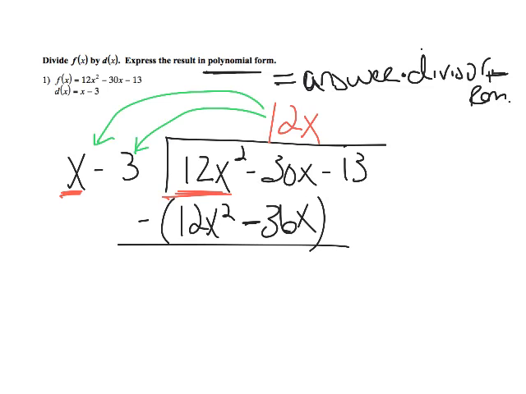And then when I do my negative 30 minus a negative 36, negative 30 minus a negative 36 is negative 30 plus 36, and so that is a 6x. Okay. Just like long division, we bring down the next line, so 6x minus 13, and you repeat the process.